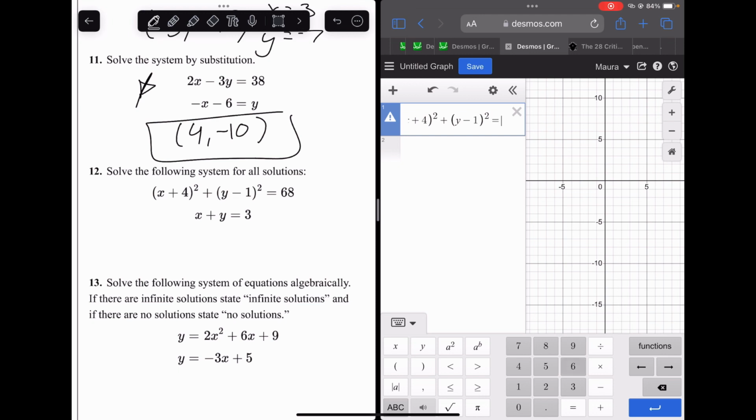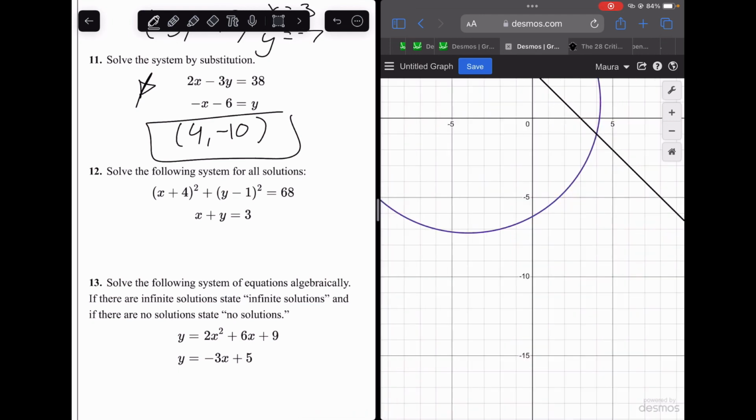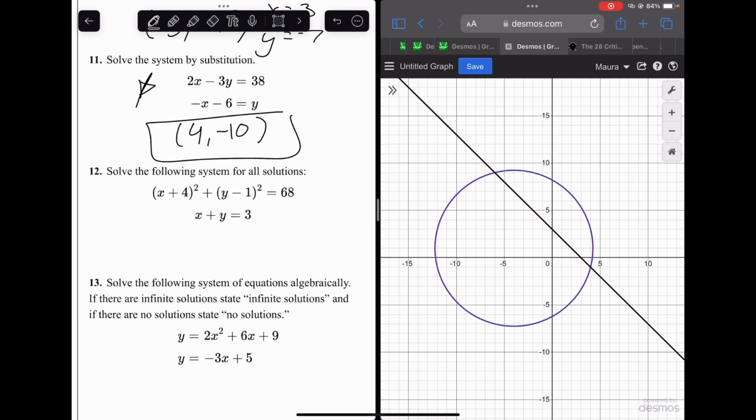Squared equals 68. All right, and then we have x plus y equals 3. All right, I think I typed this in wrong. Yes, I didn't type an 8. There we go. All right. So when you type this in, you can see that the first function graphs a circle, and then the second one's a line. Now, it is possible to have more than one solution, right? So you can see here that there are, in fact, 2 solutions.